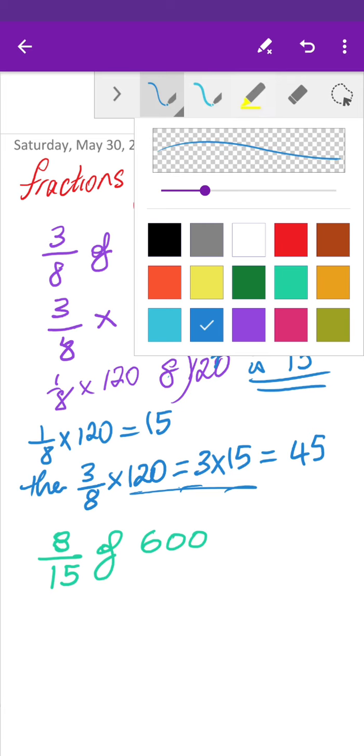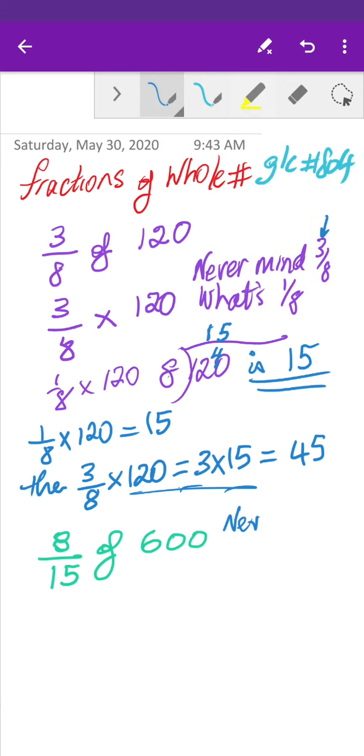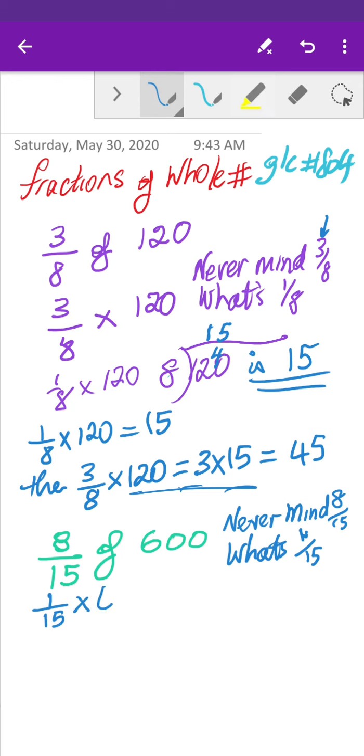I say, never mind 8/15ths, and I'm going to write this down to help you remember this. Never mind 8/15ths. What is 1/15th? And that's why they call it the unitary method, because it goes back just to the unit 1. So it's like problem solving. Go back to just one situation and let's multiply it by 8 later. So what's 1/15th of 600?